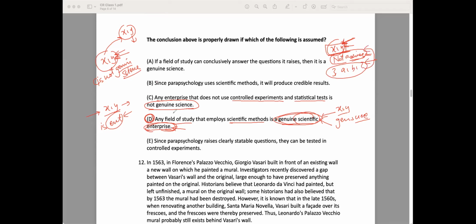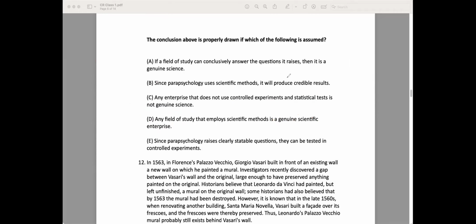Sir, it will be true in all the cases. Yeah, definitely. Okay. What we call is, option C says X and Y is a necessary requirement. Option D says using X and Y, X and Y are sufficient. Are you seeing the difference between these two things?